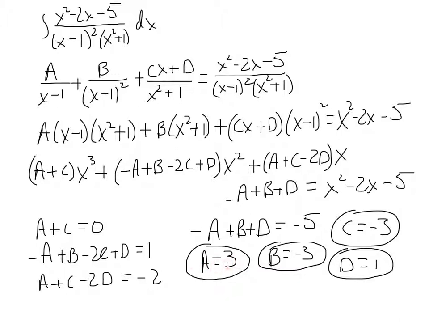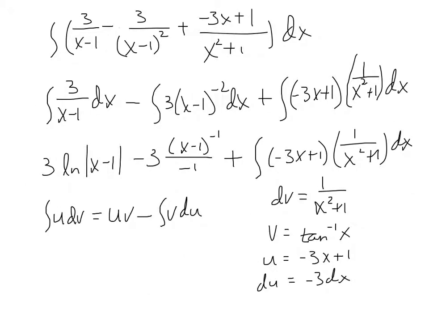We'll wind up with A is 3, B is minus 3, C is minus 3, and D is 1. This allows us then to set up our integral as 3 over x minus 1, minus 3 over (x minus 1) squared, plus (minus 3x plus 1) over (x squared plus 1). So there's our A, our B, and our Cx plus D, integrated with respect to x.